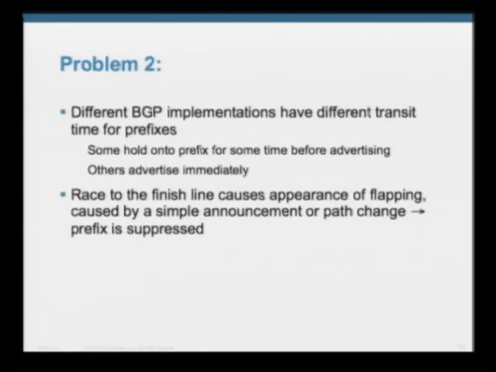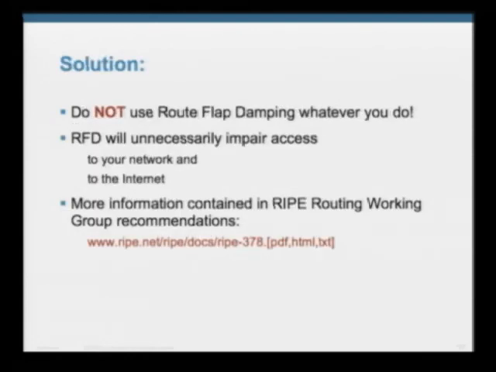What else? BGP implementations have different transit times. Some of them, if you announce a prefix, immediately announce it on after doing best path. Other implementations hang on to it for 30 seconds, and then they announce it. And so you had this race to the finish line, which did the same thing. You got flap counters being incremented, best paths being changed, and it ended up with a bit of a mess too. So flap damping, by and large, is considered a really bad thing to do these days, simply because it causes more instability than just not doing it at all.